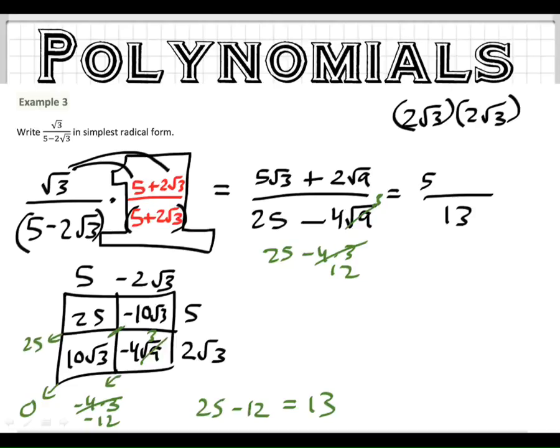And on top we have 5 rad 3. Can't simplify that, but we can simplify this guy. That radical 9 is going to be a 3. So we're going 2 times 3, which would be 6. Alright, no more radical on the denominator. It is rationalized. That's how you do it. Multiply it by the conjugate. That's how you get rid of the radical on the denominator.